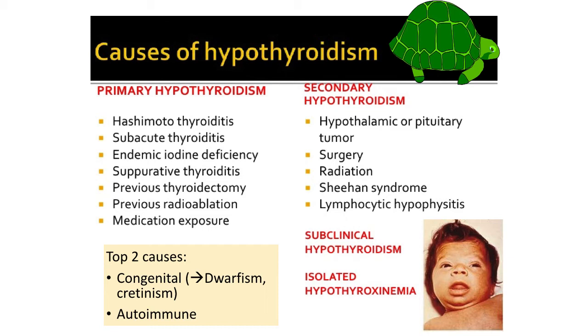Secondary hypothyroidism just simply means that the problem does not originate within the thyroid gland itself. It originates a level or two above. So think hypothalamus or pituitary. So that's going to be a tumor. That could be surgery in one of those glands. It could, again, be radiation in one of those glands. Anything that affects whether or not those glands are releasing thyrotropin-releasing hormone from the hypothalamus or thyroid-stimulating hormone from the pituitary.